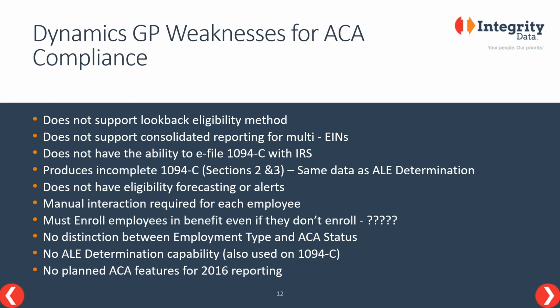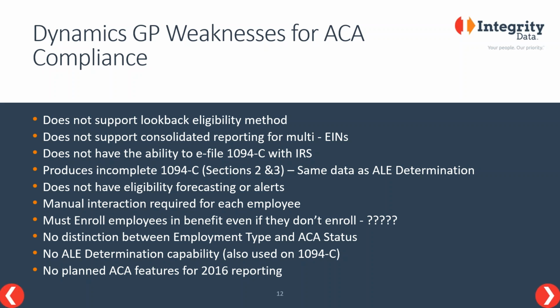Dynamics GP does not have the ability to e-file the 1094-C with the IRS, which is required if you have more than 250 eligible employees. It produces an incomplete 1094-C because it cannot do what we call the ALE calculation, which is sections 2 and 3 of the 1095-C. It does not have any eligibility forecasting or alerts.